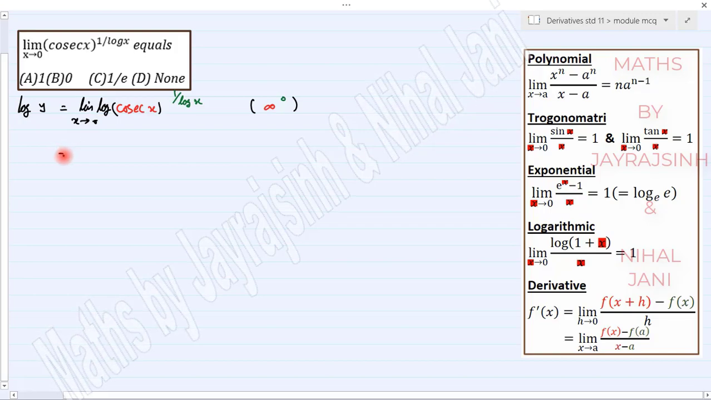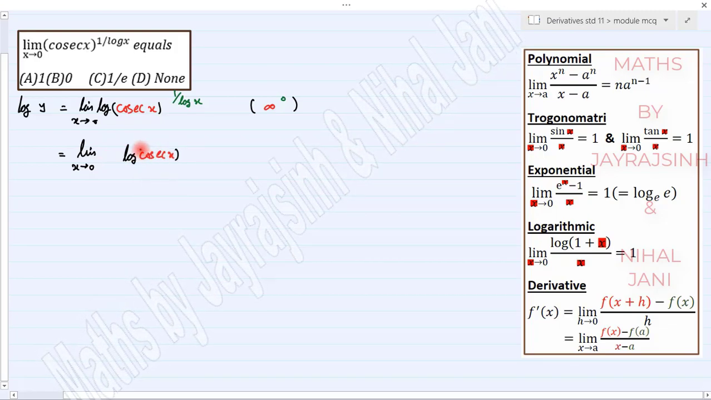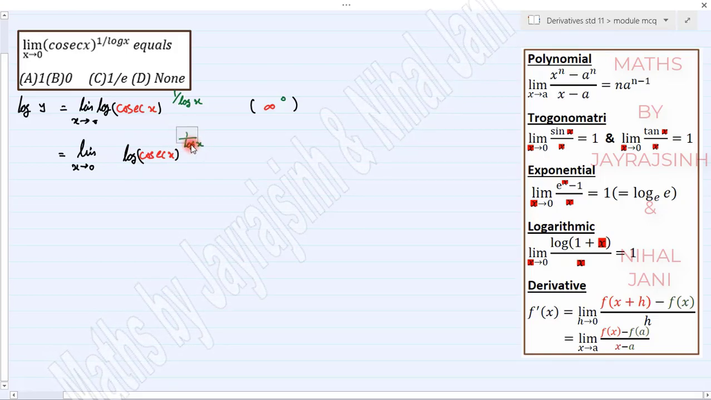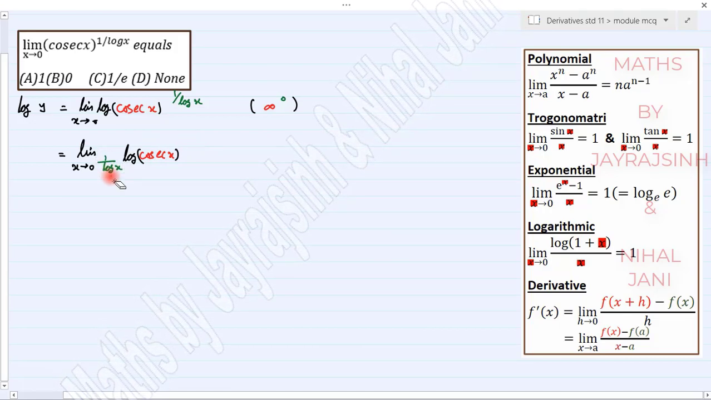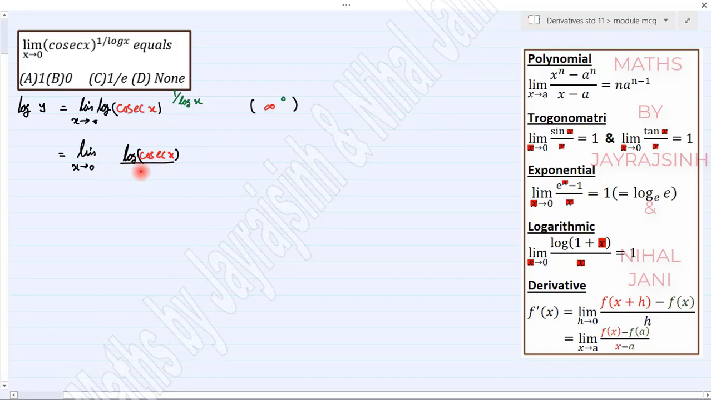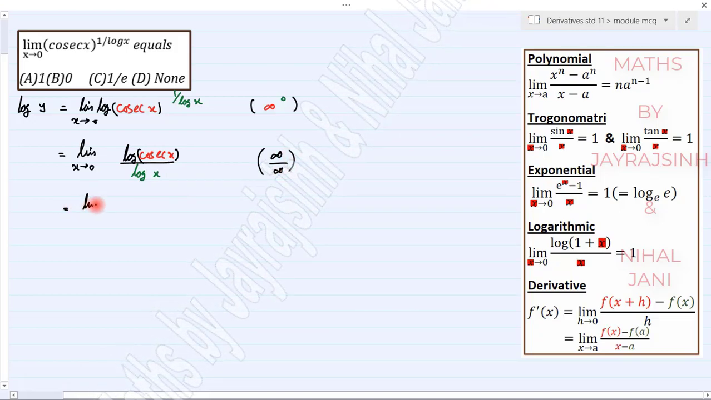So here we'll get limit x tends to 0, log cosec x, and this raised to 1 upon log x can be moved to the multiplication of log. So here we'll get log cosec x upon log x. Now we know that this is your infinite upon infinite form. So we can apply L'Hospital rule.